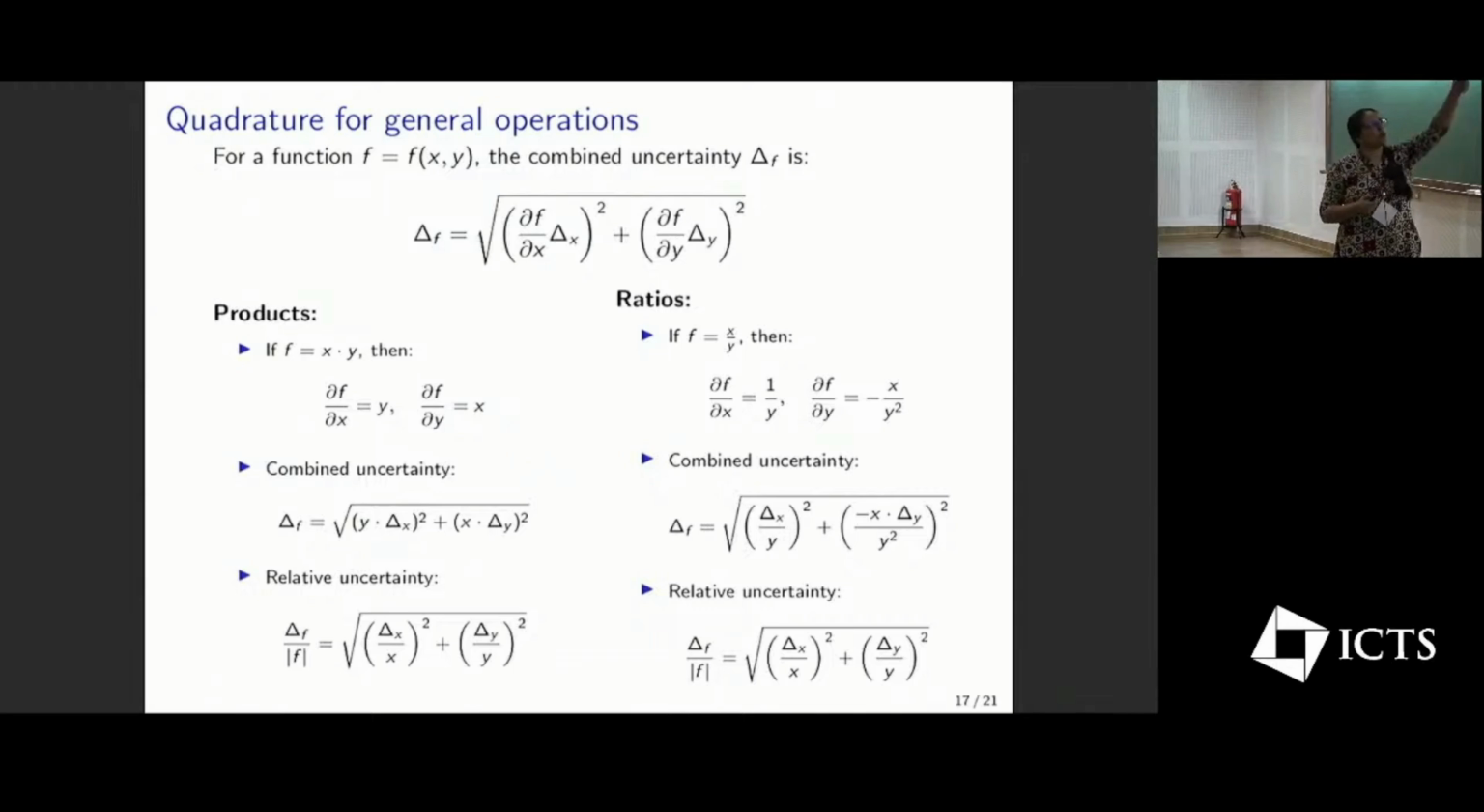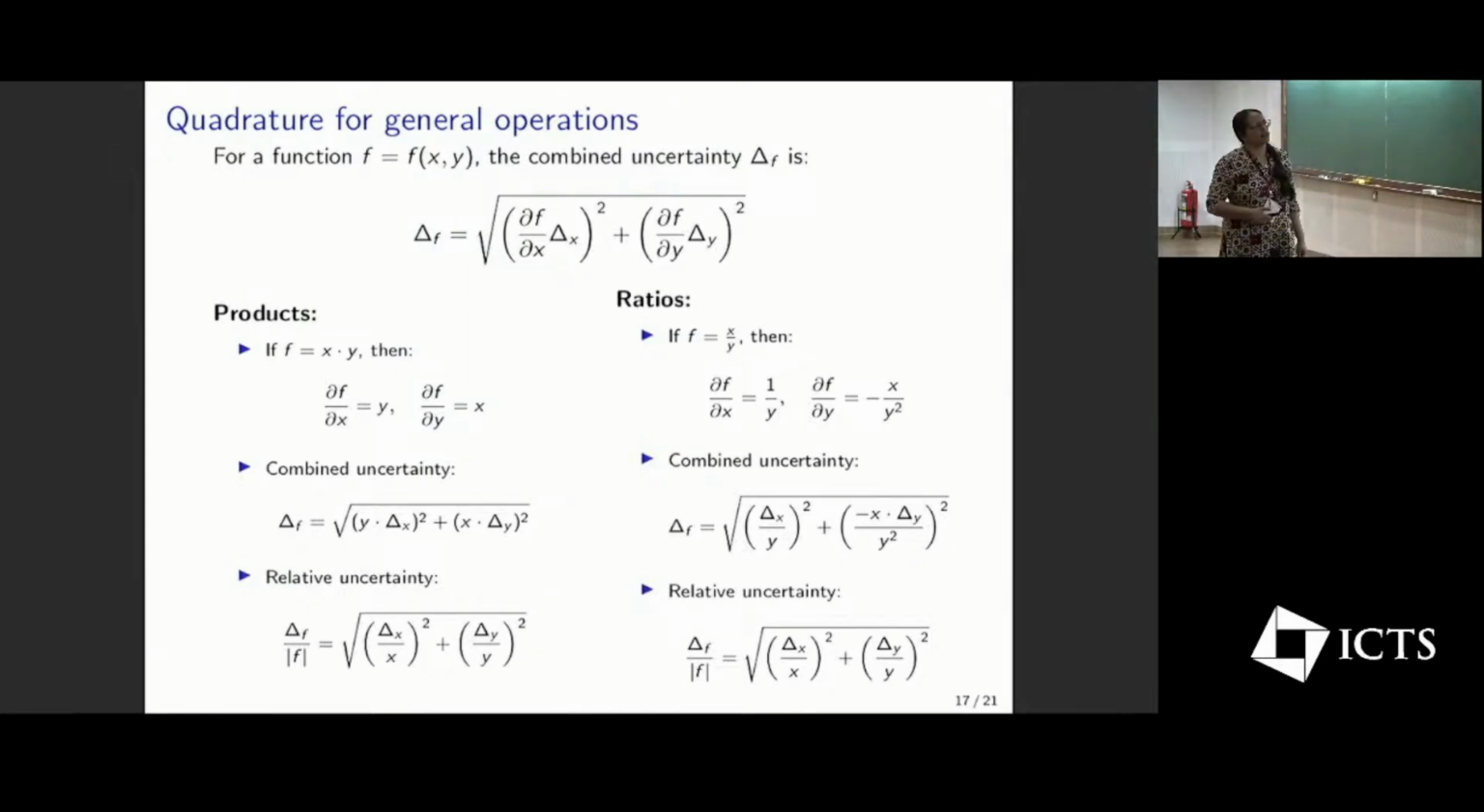Here is what I told you about products and ratios. But I just want to point out that for that formula, right now I'm just writing it as a formula, but you can reason it out. I don't want you to mug it up or anything like that. It's quite easy to see. You can use some principles of calculus, and you can see that if you have any general function of x and y, the combined uncertainty can be calculated using the partial derivative of the function with respect to x and with respect to y. And you get these answers.